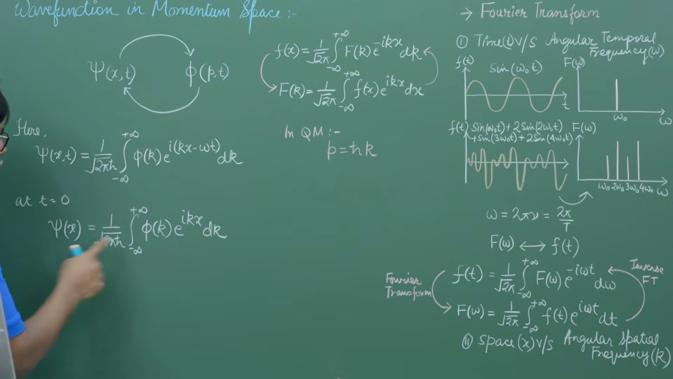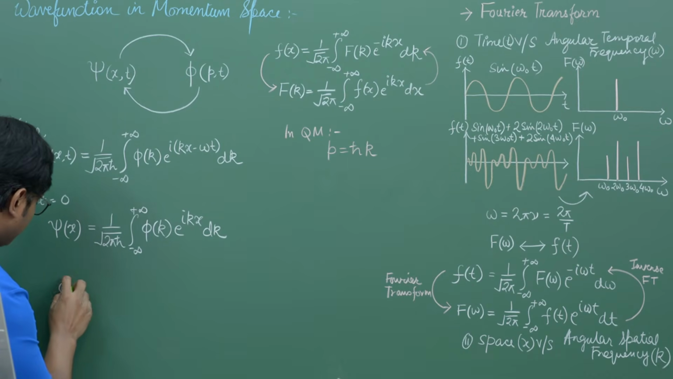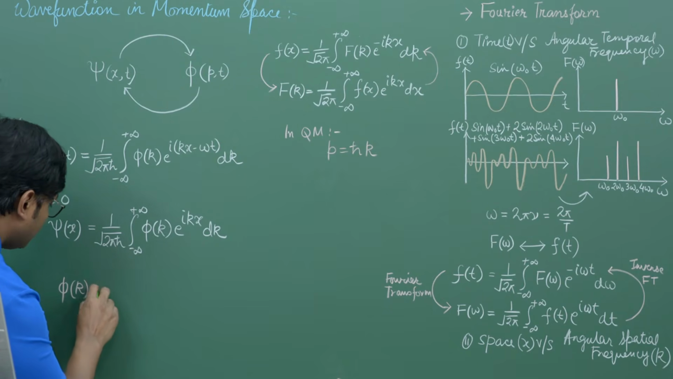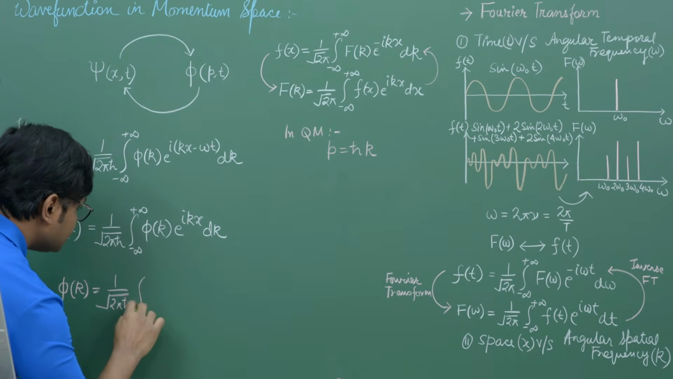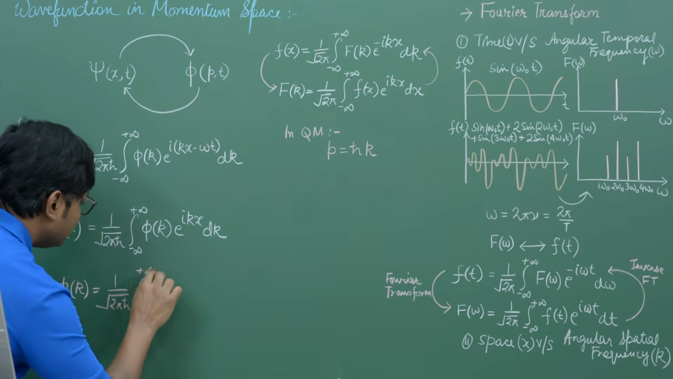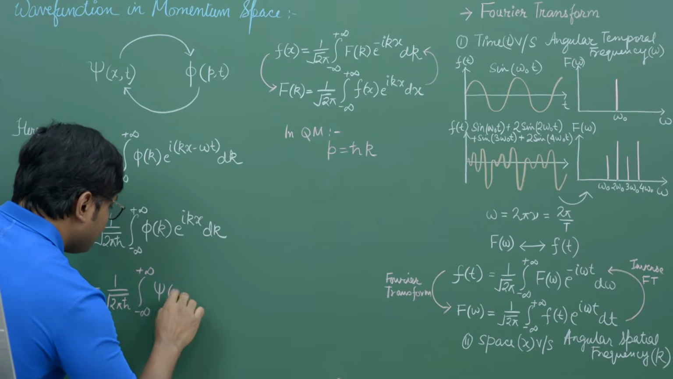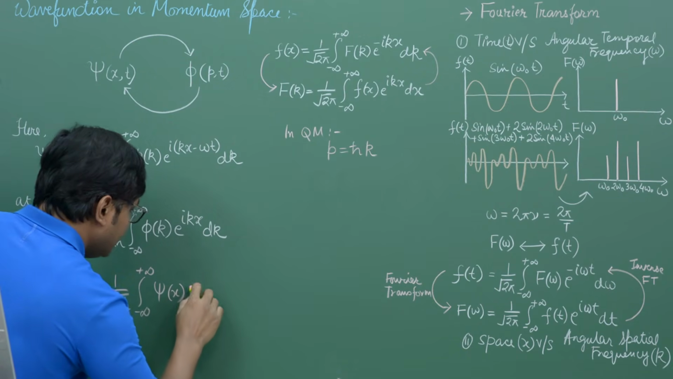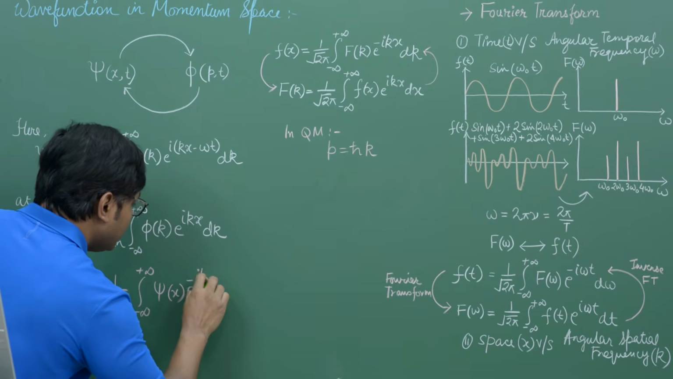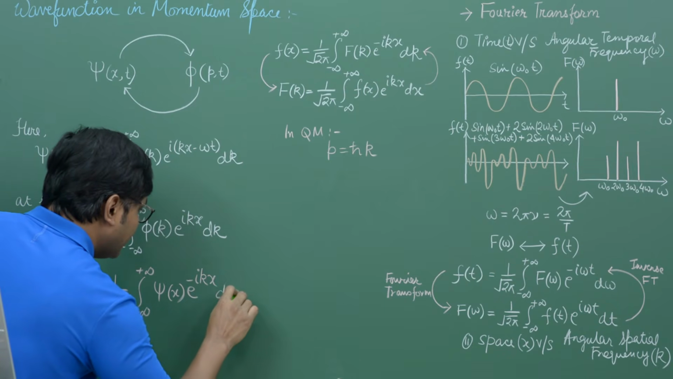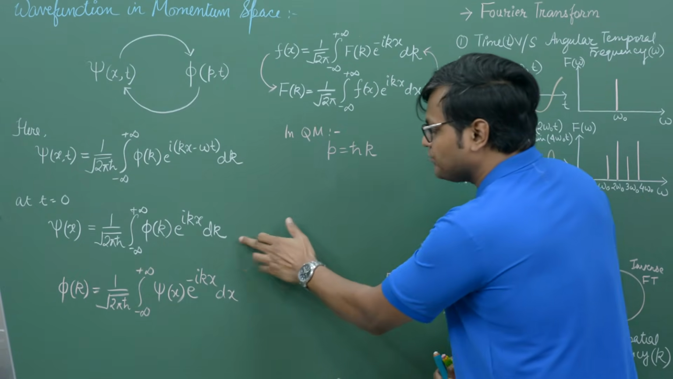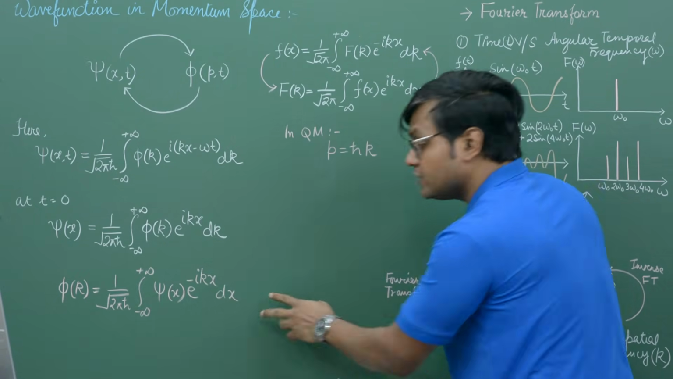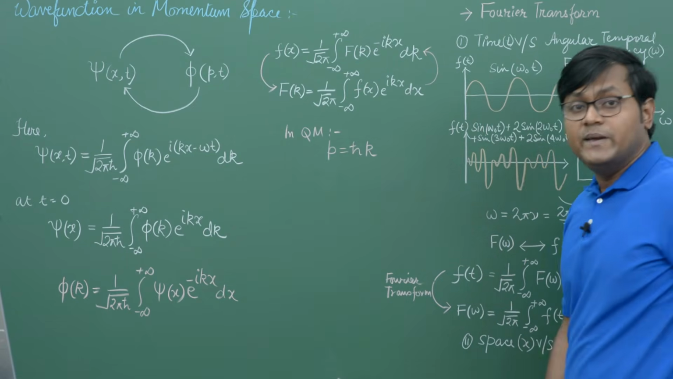Now, I can do a Fourier transform to obtain phi(k) here. Should I do that? If I do that, phi(k) comes out to be 1 upon root over 2 pi h cross, integration from minus infinity to plus infinity psi(x) e to the power minus iota kx dx. This is the wave function which is a solution of the Schrodinger equation in position space. This is the wave function of the same particle in momentum space.